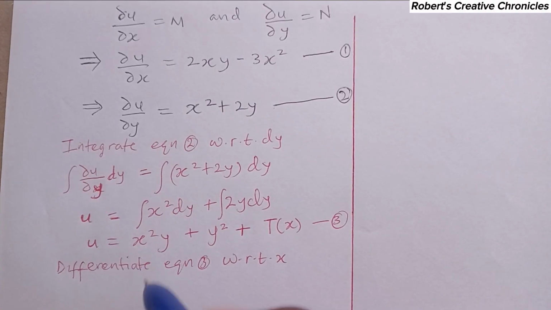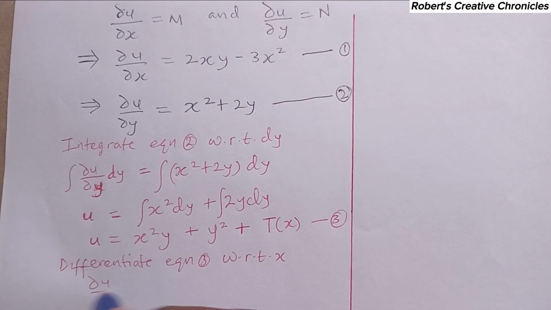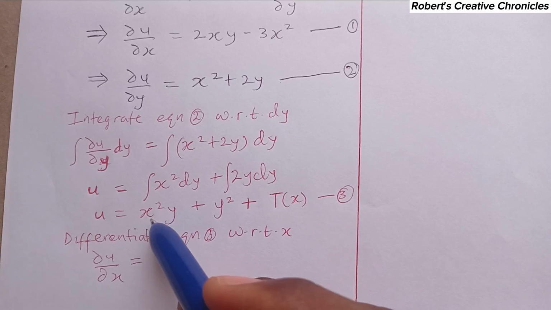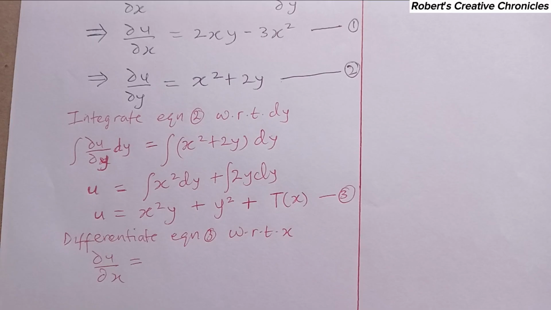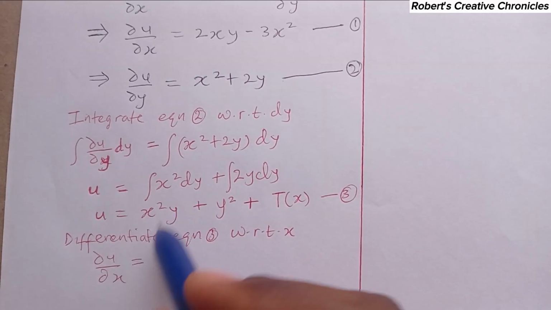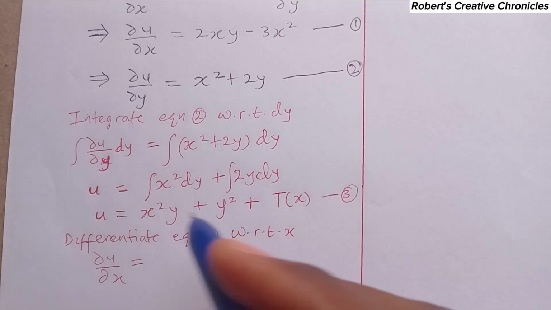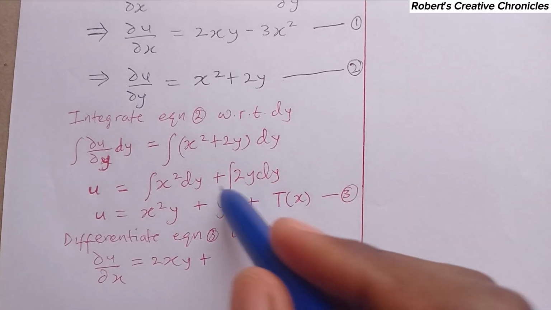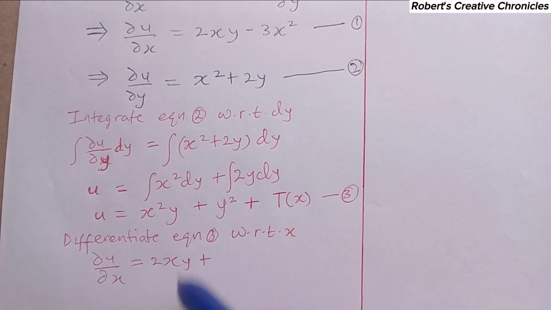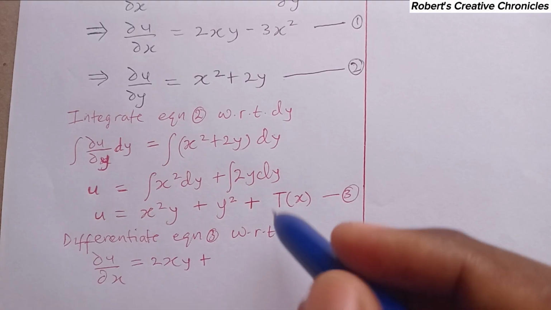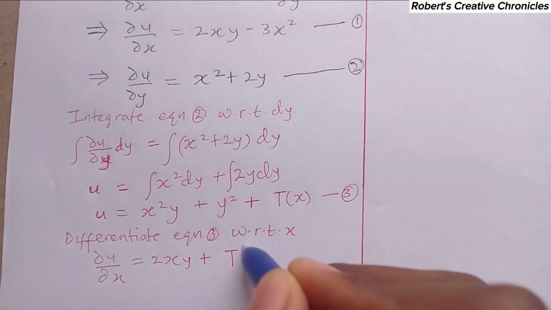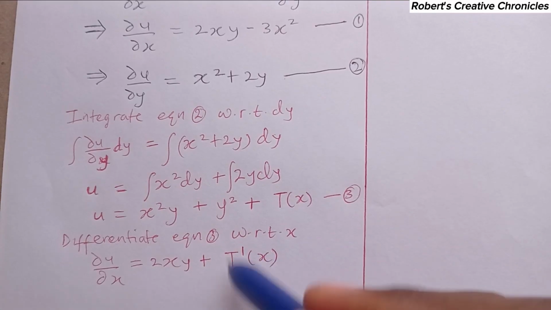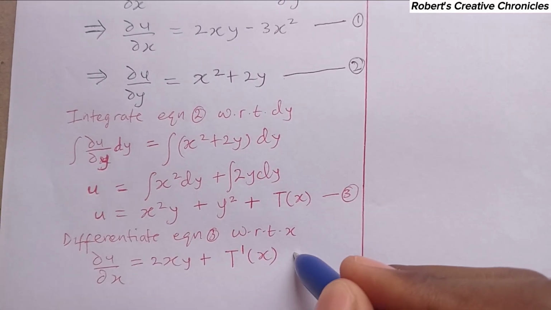So it will be the partial derivative of u with respect to x. Now we are finding that, so y is treated as a constant while x is the variable, since it's partial differentiation. The derivative of x squared y is 2xy. The derivative of y squared is 0, since it is a constant here. Then this one will be t prime of x, that is the derivative. To show the derivative of t of x, it is t prime of x, the first derivative. So this now becomes equation 4.